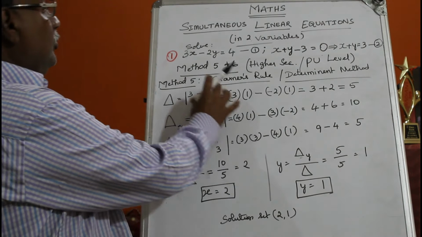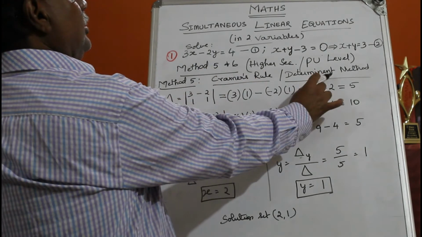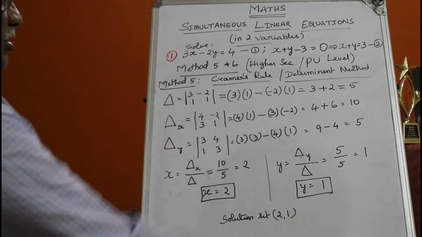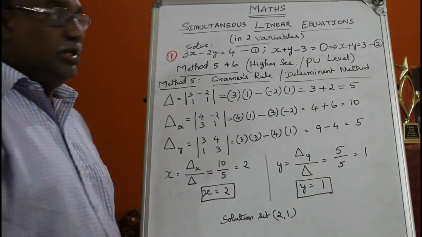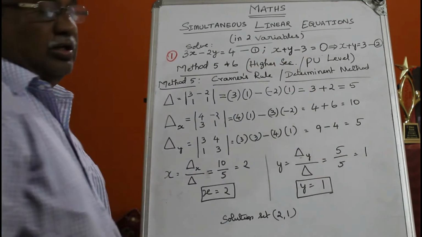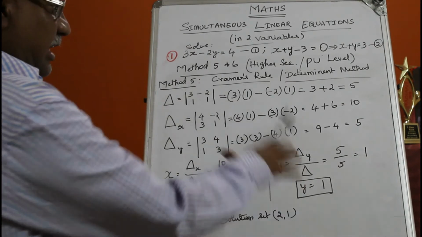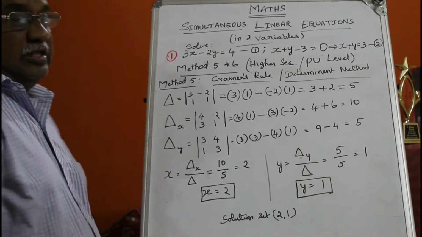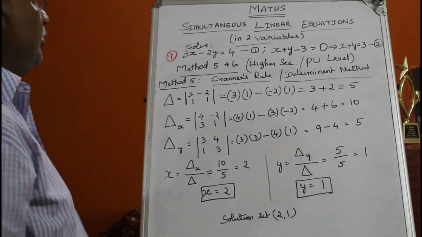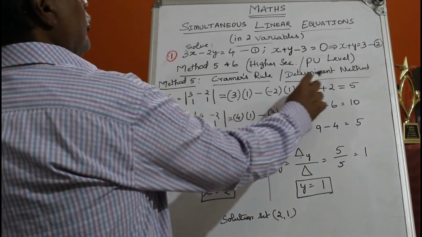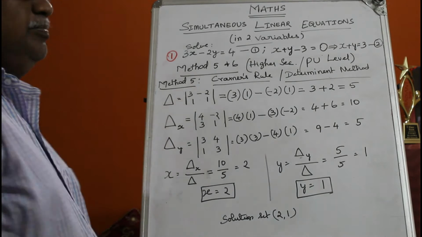Now, coming to this method 5, it's called Cramer's rule and determinant method. If you are studying at a higher level, you can go through it. Otherwise, you can forget this method. We are just giving an idea of all the basic things about simultaneous linear equations. Cramer's rule is also called the determinant method.